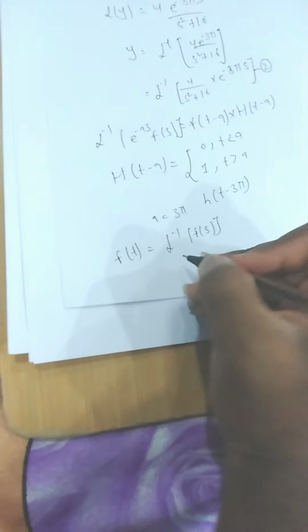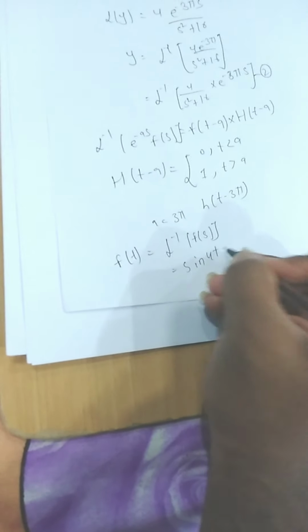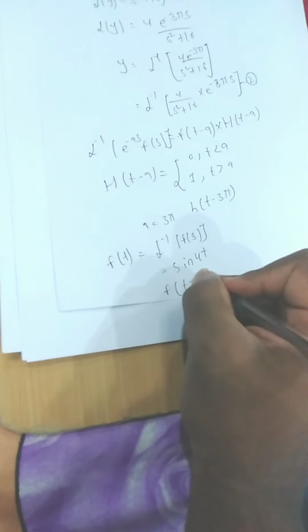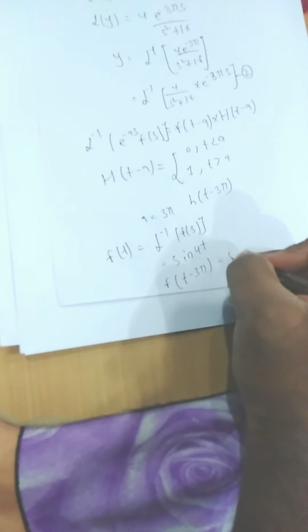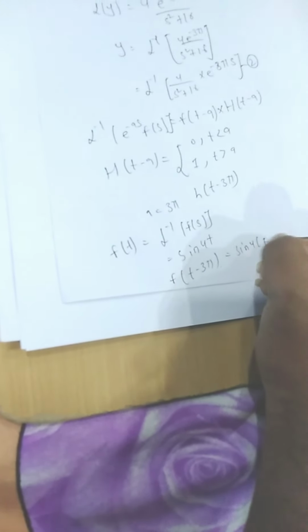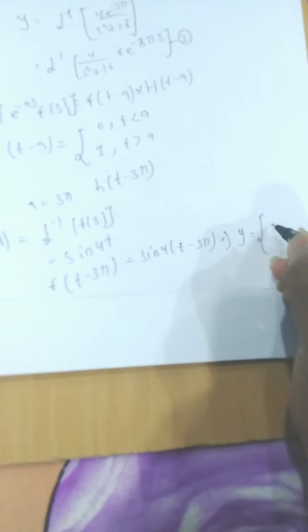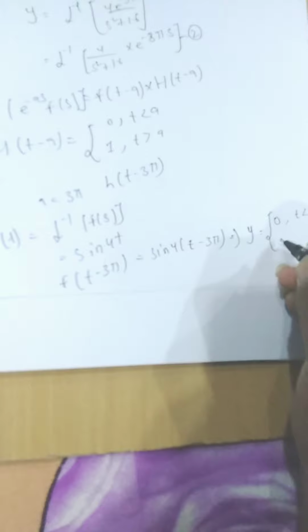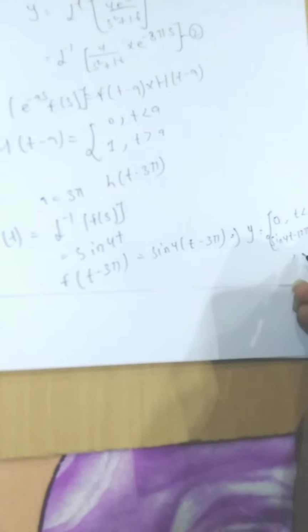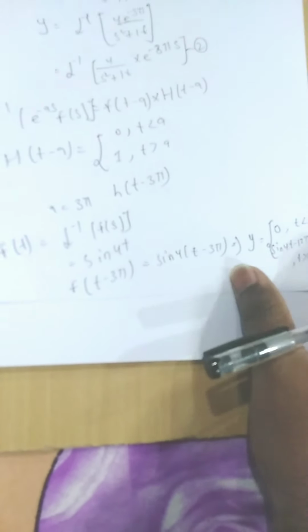And the Laplace inverse is sin 4t. So f of t minus 3π is equal to sin of 4 times (t minus 3π). Putting this in the second equation, we get y is equal to 0 when t is less than 3π, and sin(4t minus 12π) when t is greater than 3π. So like this we get the function.